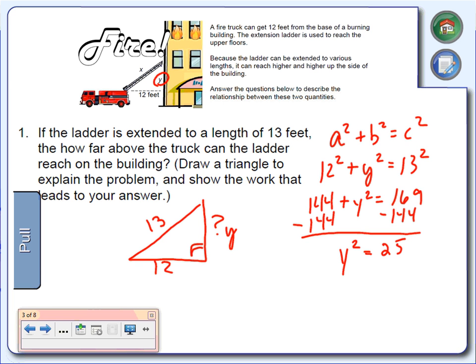That's not the answer though. You've got one last step. Square root. The opposite of squaring something is to take the square root. So let me go ahead and take the square root here. The square root of 25 is 5. Which means this over here, how far above the truck can the ladder reach? Well, in this case, it's going to be 5 feet, because we've extended that ladder to 13 feet. So the answer to number one should be 5 feet. Pretty easy.